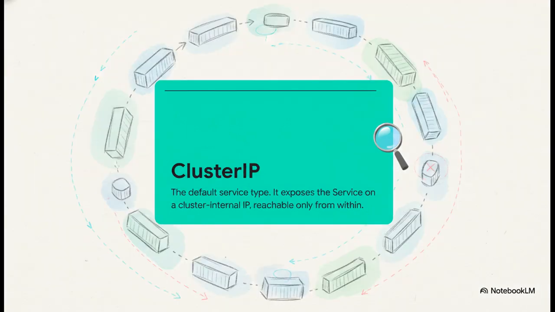Now, the most basic and the default type of service you can create is called a cluster IP. And the name gives it away, right? It gives your service an IP address that only works from inside the cluster. This is your bread and butter for internal communication, like having your front-end pods talk to your back-end API pods.